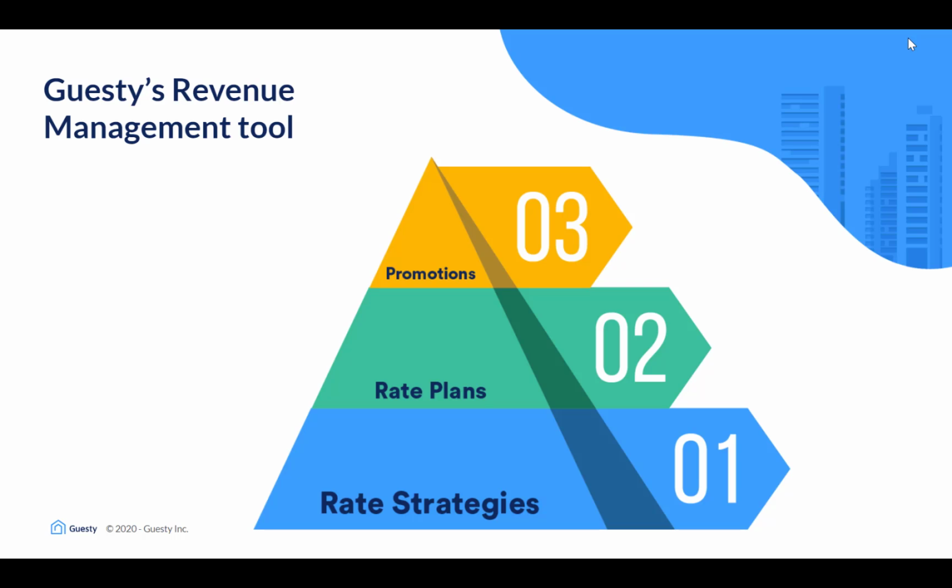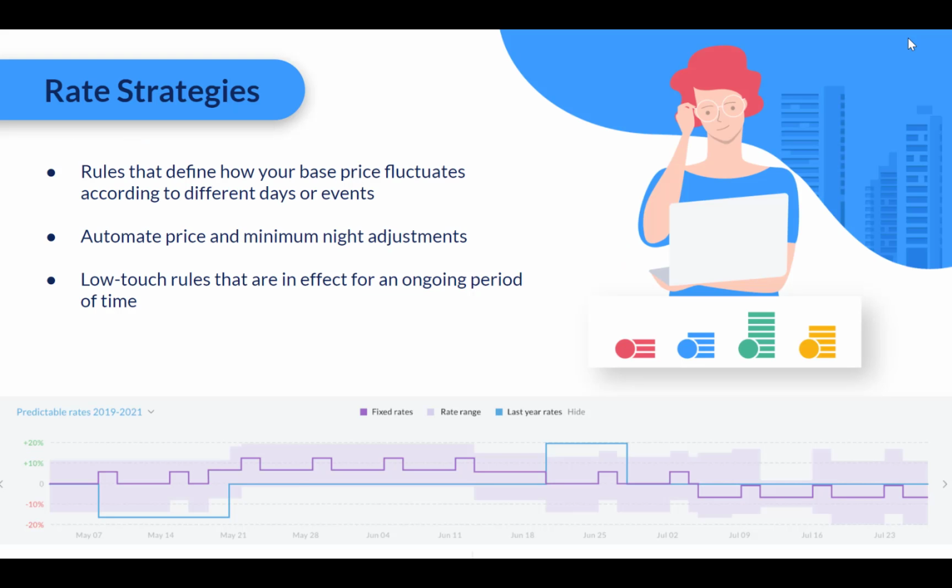Now let's look further into each of those 3 layers of our revenue management tool to see what these features look like on our platform and how they can be used to help you build a strategy that maximizes revenue, minimizes gaps in bookings, and keeps your pricing competitive. Once you've determined what the right market price is for each of your listings, you can try our rate strategies feature to create rules that define how those prices should fluctuate based on different days or events throughout the year.